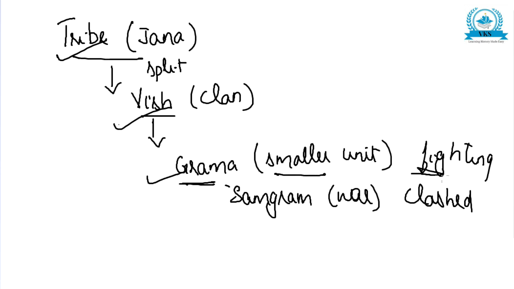They were fighting with each other. When they fought, it became samgram or war. So this was the basic division. Now next is the term for family. If you see the family, the term for family is kula. That is mentioned in the Rig Veda.